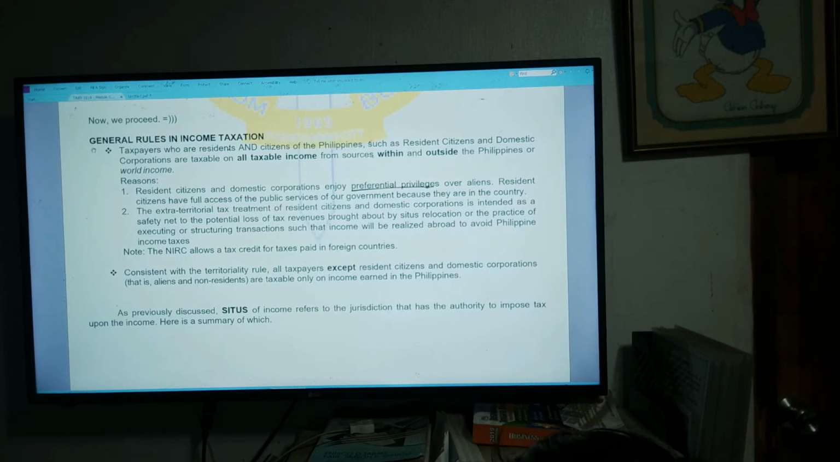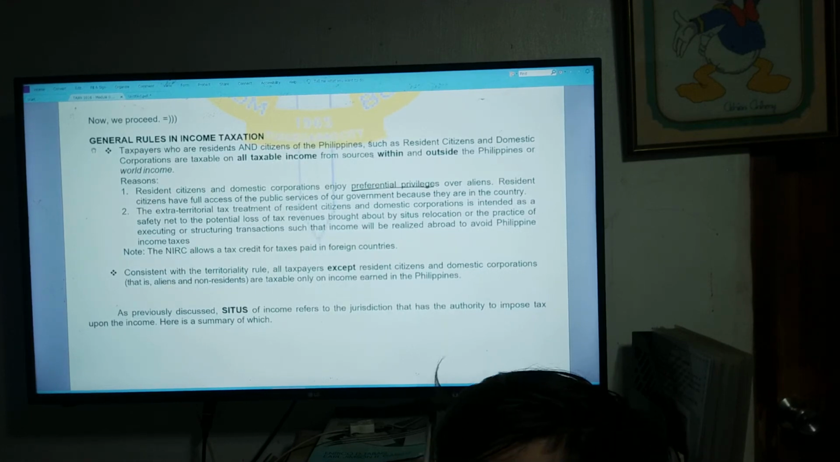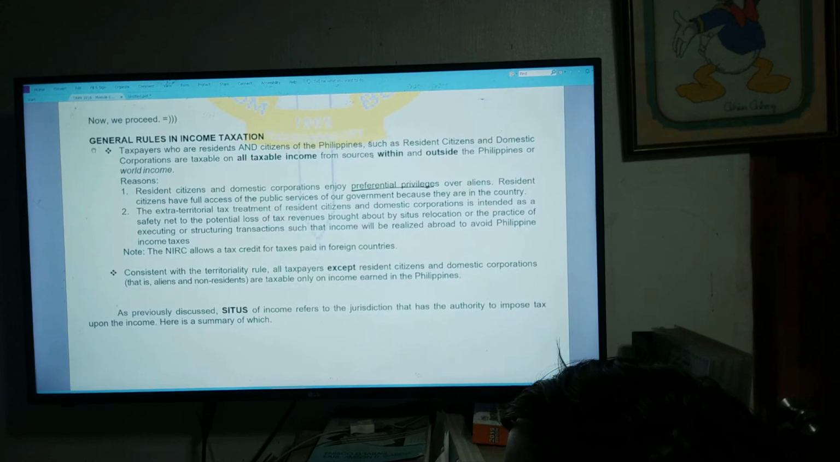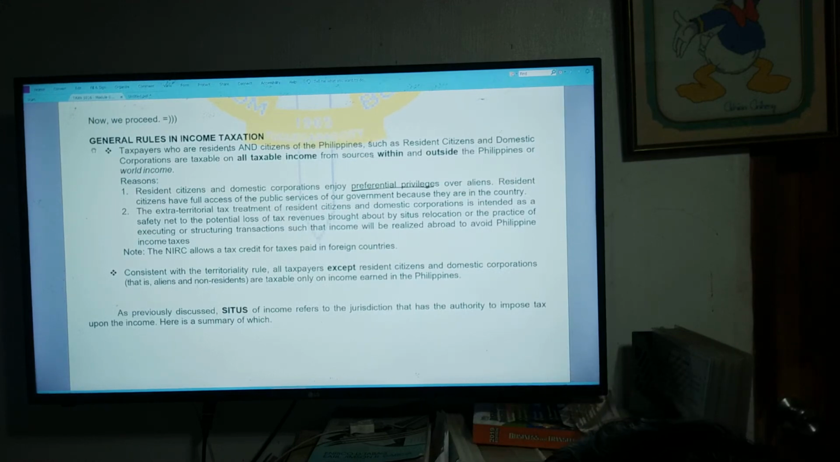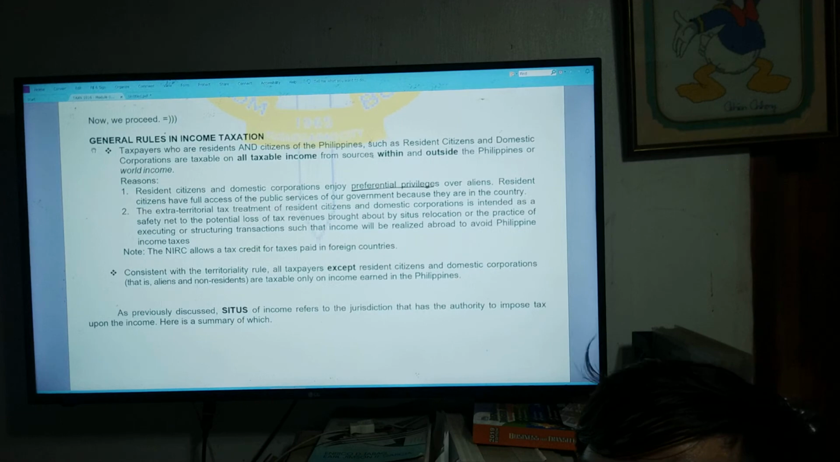Na kahit na income mo sa labas, as long as you are a resident here in the Philippines, you are still under the Filipino jurisdiction of taxes. Kahit na income mo sa labas, since you are a resident citizen, you are still subject to income taxes for your income from other countries.